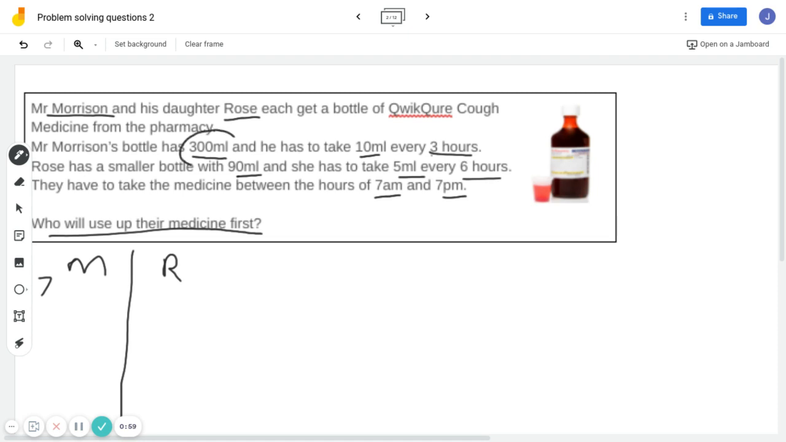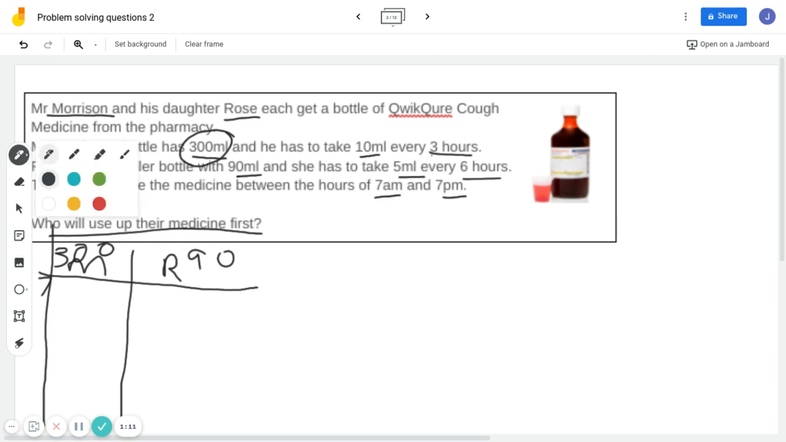So if Mr. Morrison is starting with 300, I'm going to write 300 up here above the M, and 90 next to the R here. Sorry, I'm drawing a table if you can't see. At 7 o'clock, they both start. Mr. Morrison takes 10 mils, so 300 minus 10 is 290. So that's how much he has after he's taken his medicine. Rose takes 5 mils every 6 hours, but she starts in the morning with her dad. So she takes 5 mils from 90. She has 85.